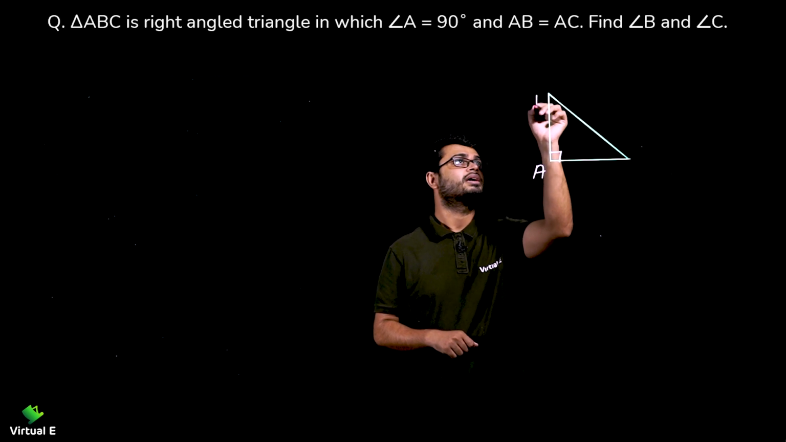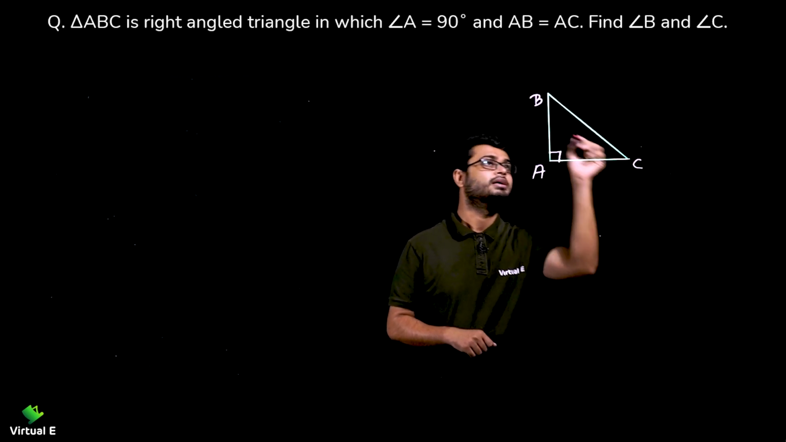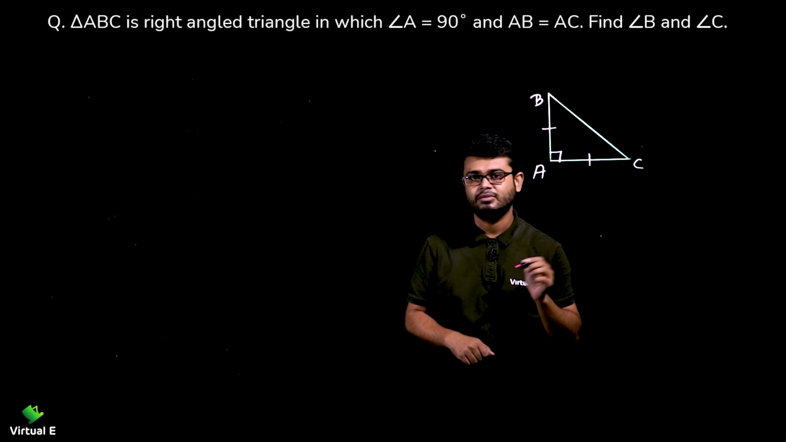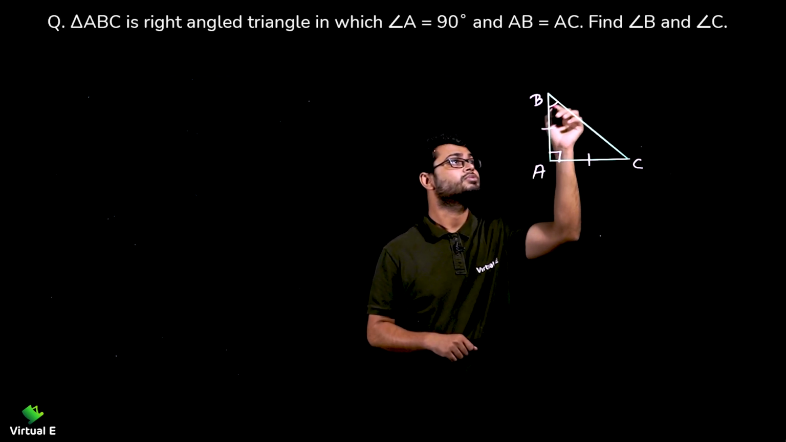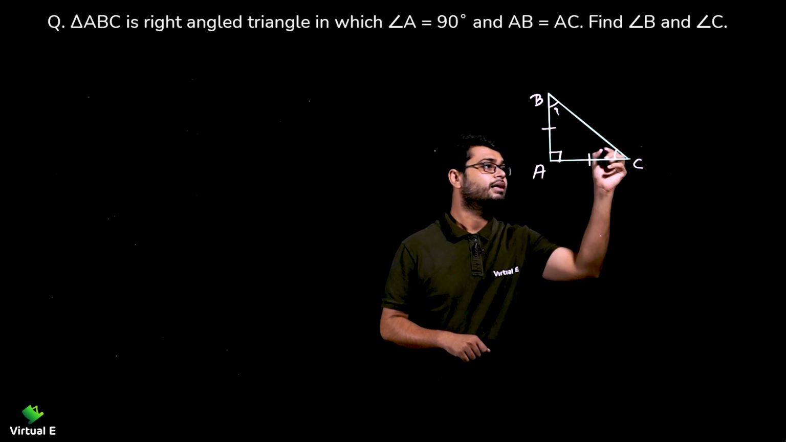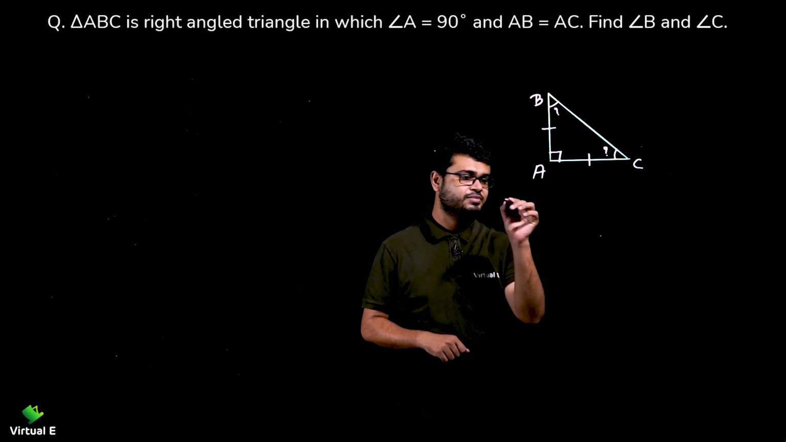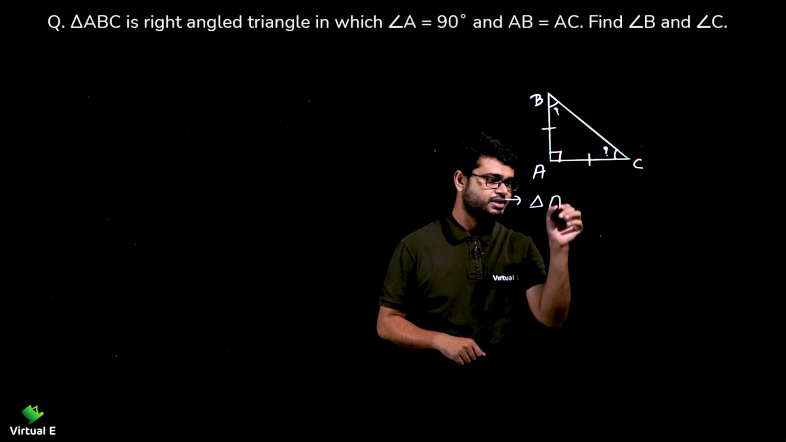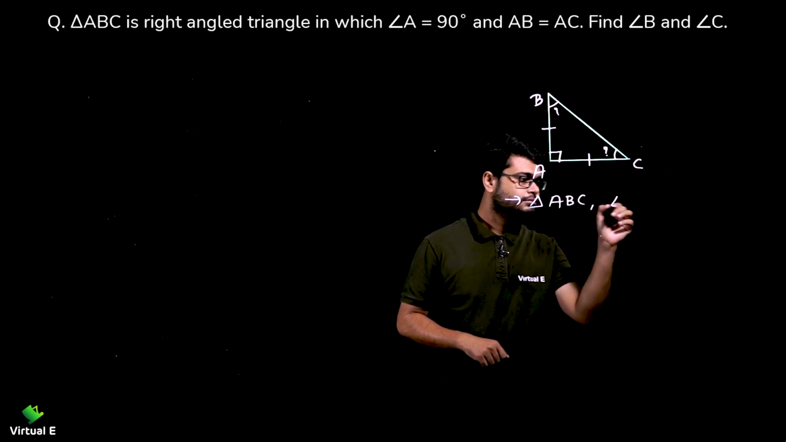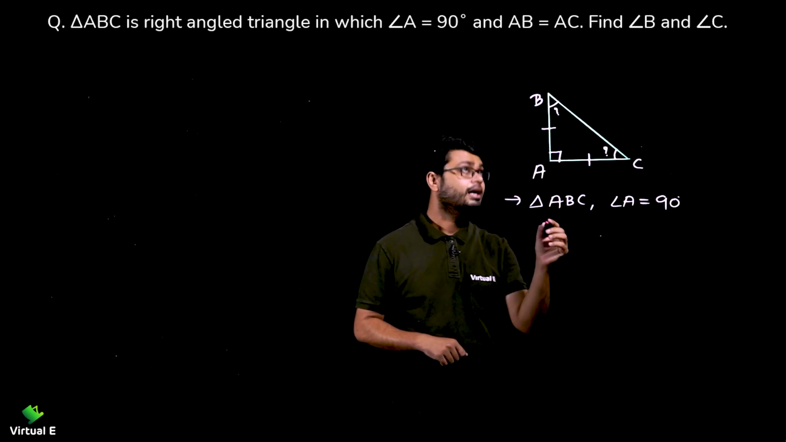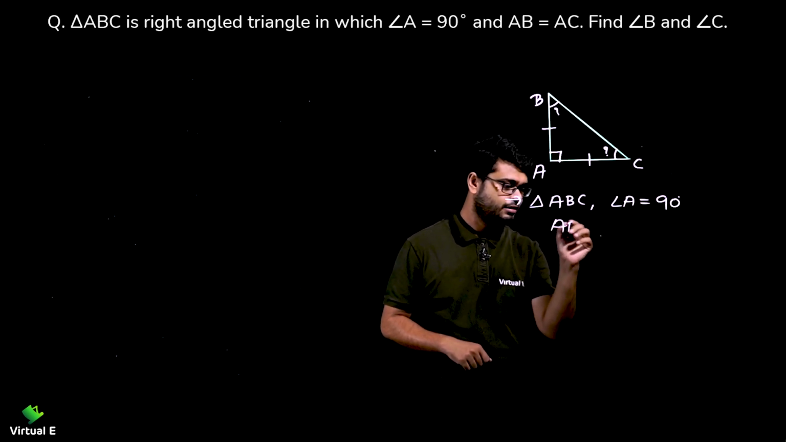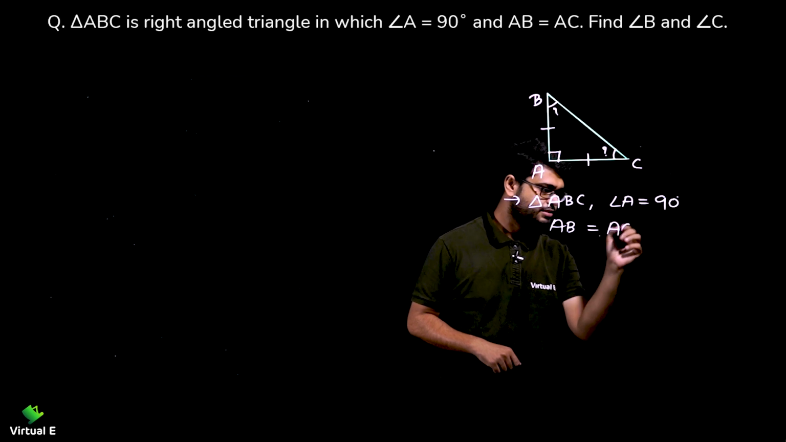So let's say A, B and C. These two sides are equal. Done. And what we need to find? We need to find these two angles, right? Angle B and angle C. Let's mention in triangle ABC, angle A is equal to 90 degree and we have AB is equal to AC.